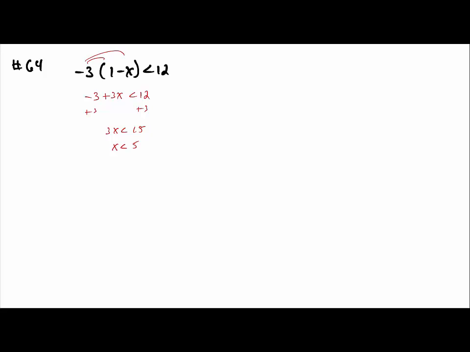So if I was graphing this one, I get my 5 here. It's less than, so it's going to be a parenthesis, and then it's just going to go down to negative infinity. In interval notation, that's how we would write that. In set notation, we would just write it the same way that our solution is, and that would be your answer to number 64. So this is interval notation here, this is set notation, and of course that's the graph.